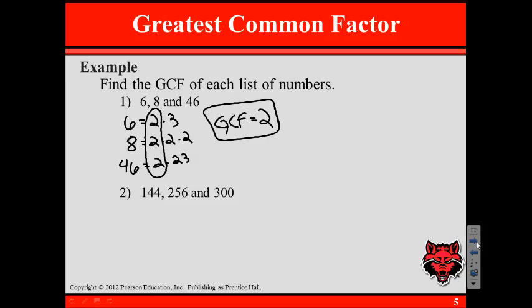Let's try the next example where we have a few larger numbers. We have 144, 256, and 300. So starting with 144, it's 12 times 12, and if you continue to break the 12s down, we would have 2 times 2 times 2 times 2 times 3 times 3. 256 is going to be the product of 8 2's.